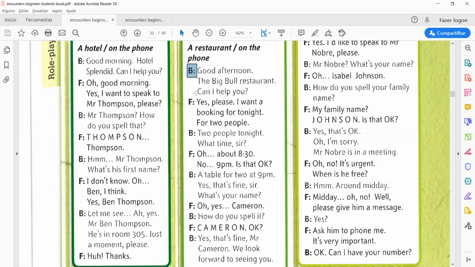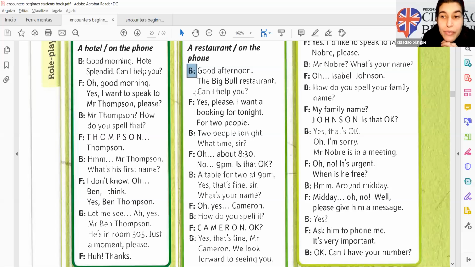Oh, about half past eight. About half past eight. Half. Yes. No, 9 p.m. Is that okay?